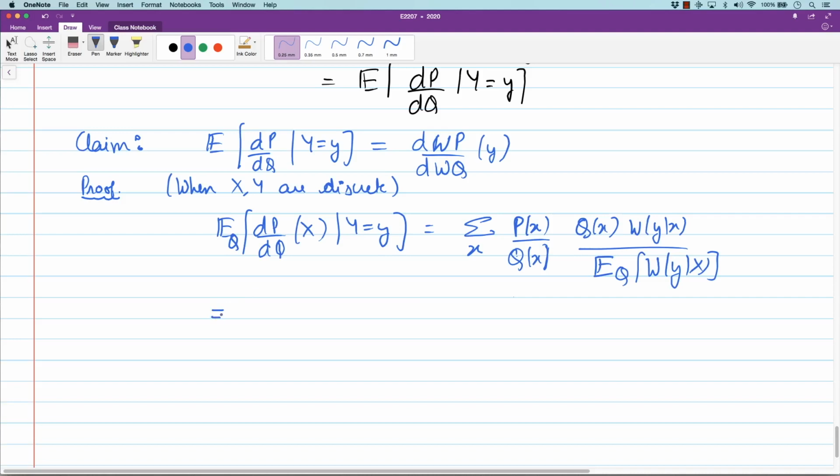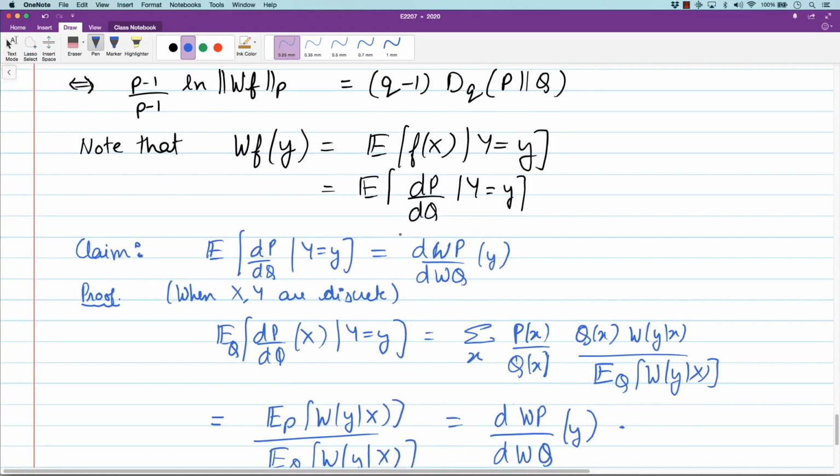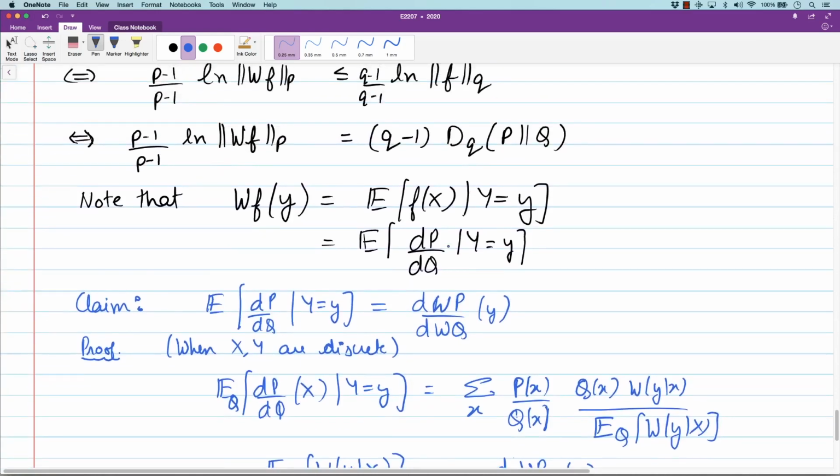If you look at this guy here, this is the probability of y under W, and if you look at this guy here, this q(x) cancels, so that's the probability of y under P divided by the probability of y under Q. This is exactly equal to W_P. So indeed this conditional expectation is equal to this density, and this can be proved in general under some technical conditions on the channel. We will not get into all that.